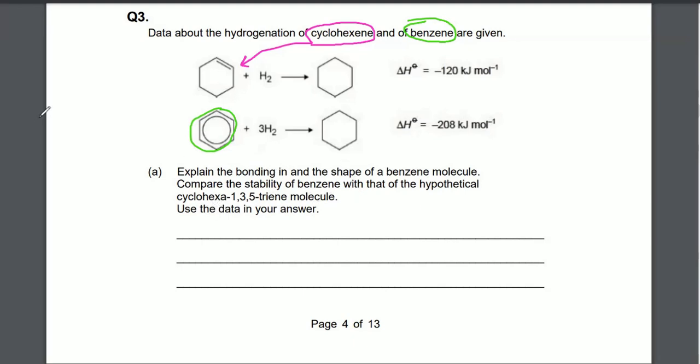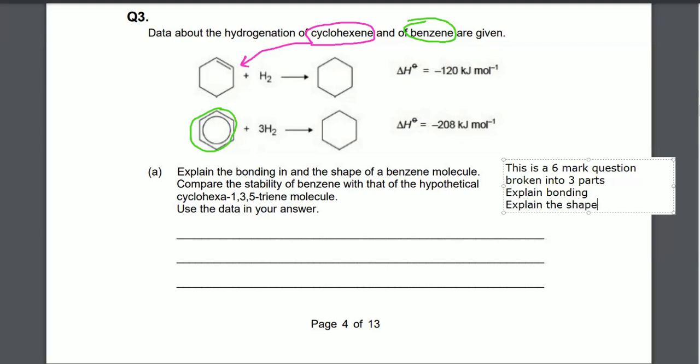Explain the bonding and the shape of the benzene molecule. Compare the stability of benzene with that of the hypothetical cyclohexa-1,3,5-triene molecule. Use the data in your answer. This is a 6-mark question. It's basically broken it down for you, saying you're going to get 2 marks for each section. It's basically mentioned that you need to talk about the bonding in benzene, you need to talk about the shape of benzene, and then you need to talk about the stability of benzene. So that's actually in the stem of the question.